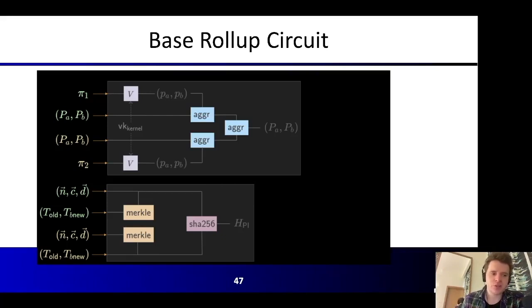You want to make this prover process as parallelizable as possible. And so what we are doing here in this base roll-up circuit is we are only aggregating two proofs. We take two public kernel proofs, we run them through an aggregation circuit to compress them down into a single proof.